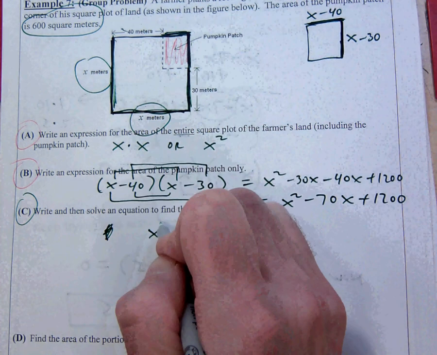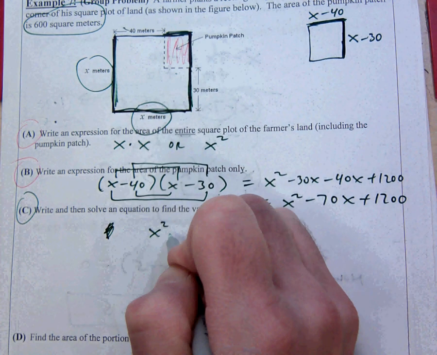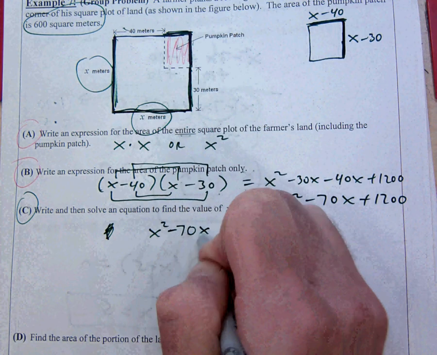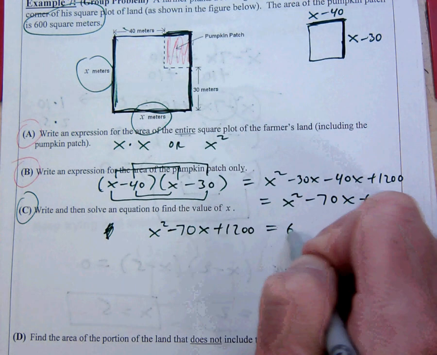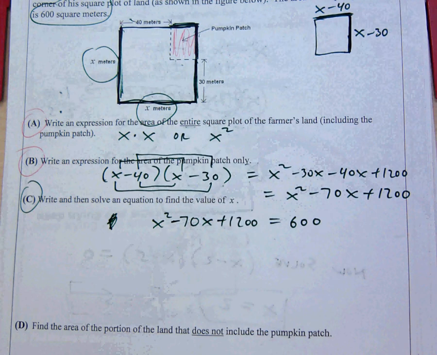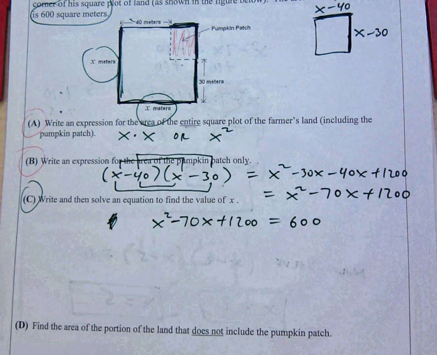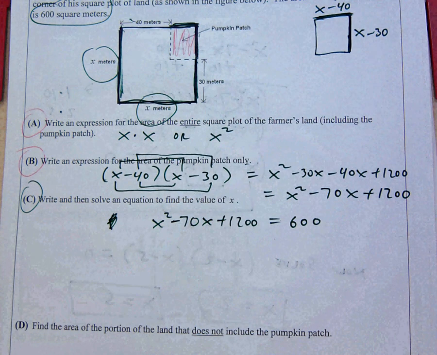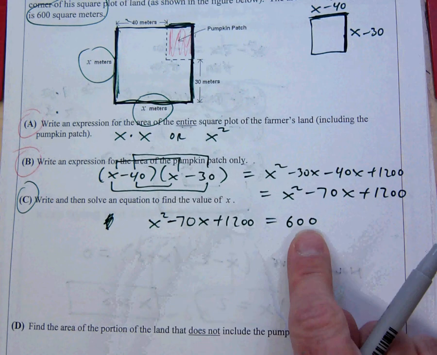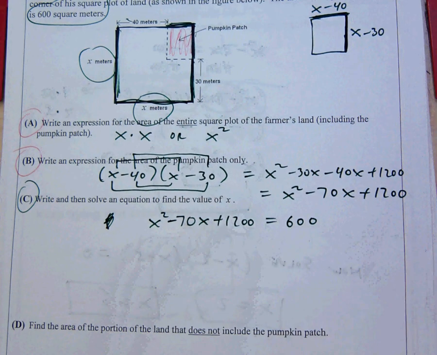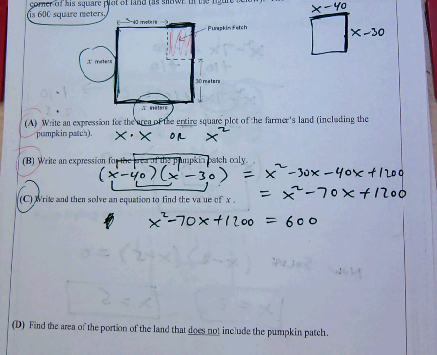So that can be set equal to what? I can take that and set it equal to 600. Any questions so far? So I took the answer to B, which is the area of the pumpkin patch, and I set it equal to the 600, since it says the area has to be 600 for the pumpkin patch.